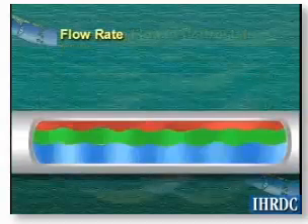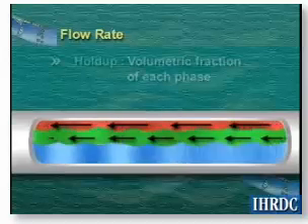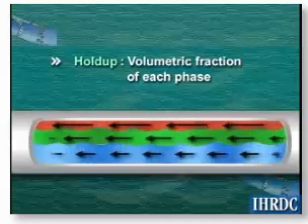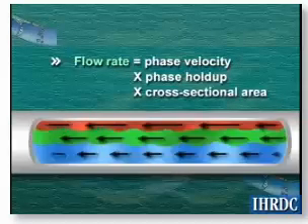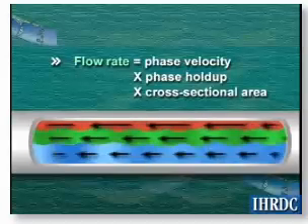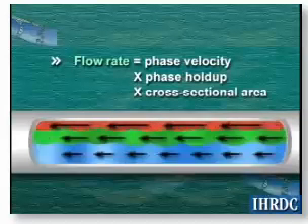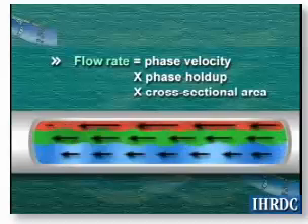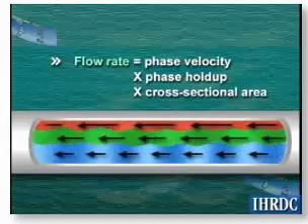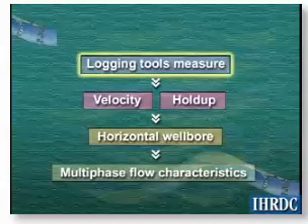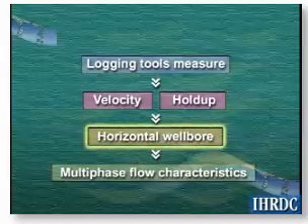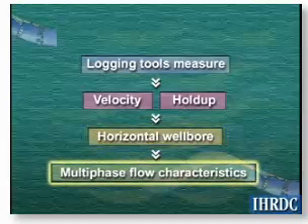To determine flow rates of each produced fluid in a wellbore, both the velocity and the volumetric fraction, or holdup, of each phase must be measured. The velocity of a given phase, multiplied by its holdup, and then multiplied by the cross-sectional area of flow, yields the wellbore flow rate of that phase. Temperature and pressure are then factored into the equation to convert downhole flow rates to standard conditions at the surface. Logging tools then must be able to measure the velocity and holdup of each phase along a horizontal wellbore to describe the multi-phase flow characteristics in a horizontal well.